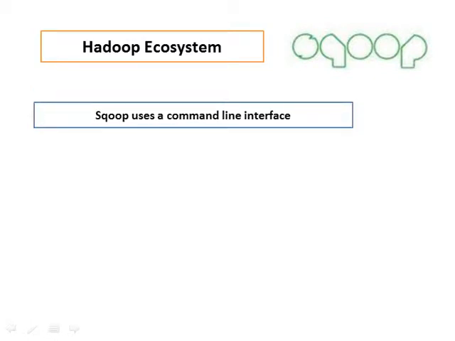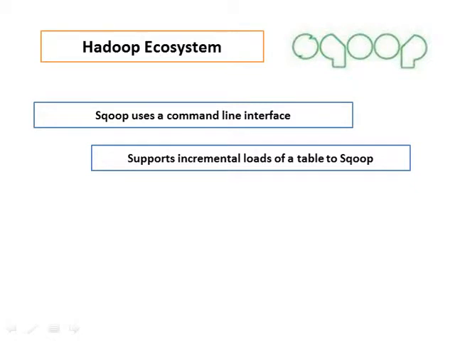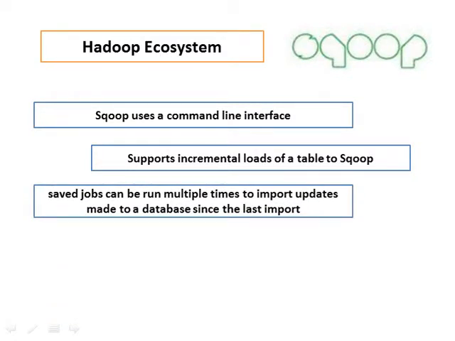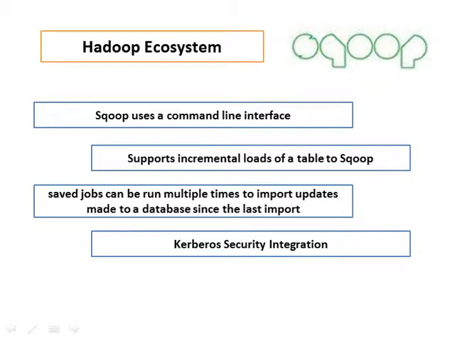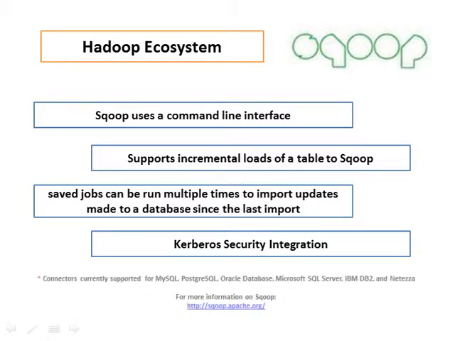Sqoop supports a command line interface. It supports incremental loads of a table. Saved jobs can be run multiple times to import updates made to the database since the last import. Kerberos security integration is also supported by Sqoop. For more information on Sqoop, visit www.sqoop.apache.org.